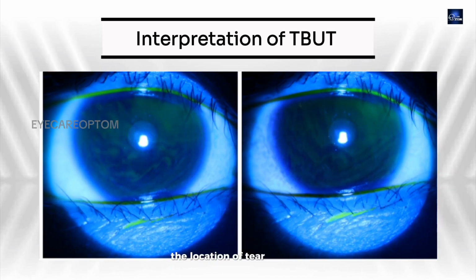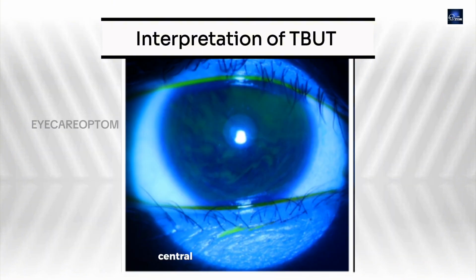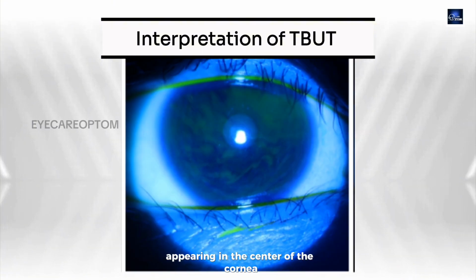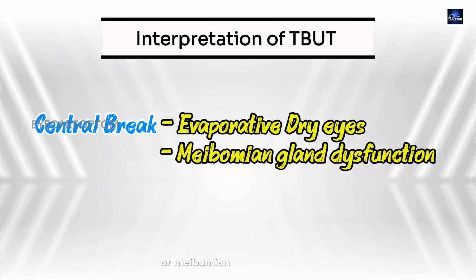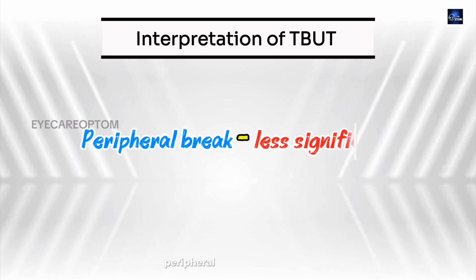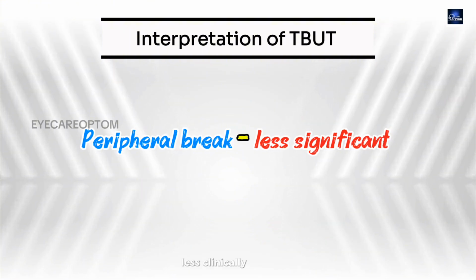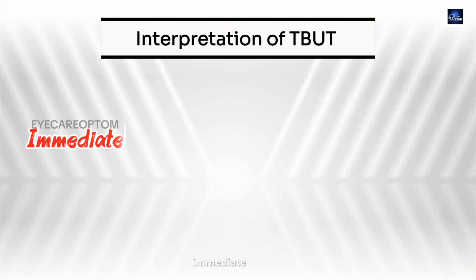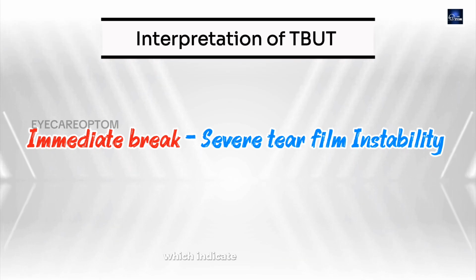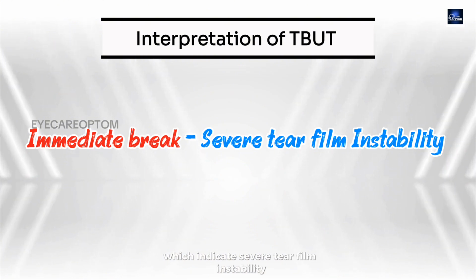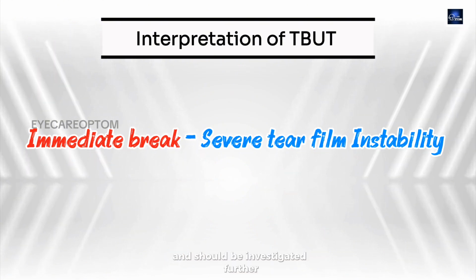The location of the tear breakup pattern also gives us clinical information. Central breakup, which means a dry spot appearing in the center of the cornea, is often associated with evaporative dry eye or meibomian gland dysfunction. Peripheral breakup is generally less clinically significant. Immediate breakup, which means the tear film breaks up within 1 or 2 seconds of blinking, indicates severe tear film instability and should be investigated further.